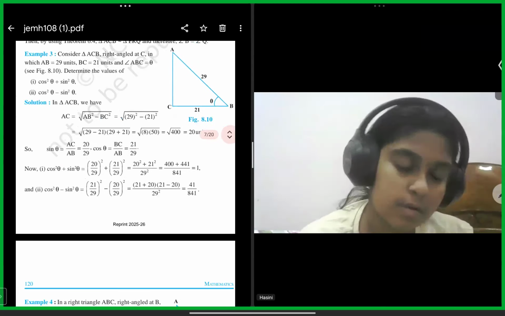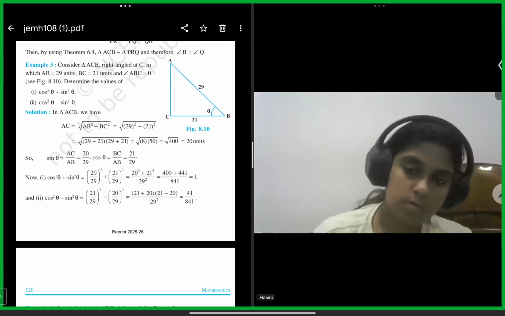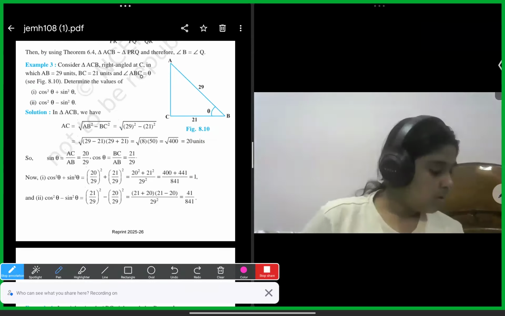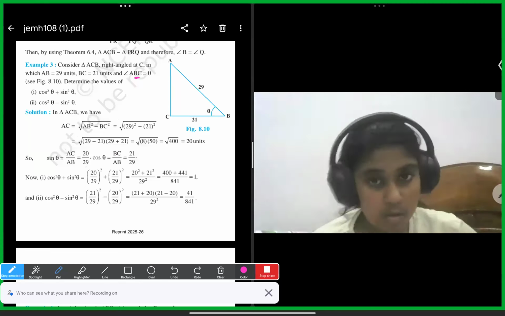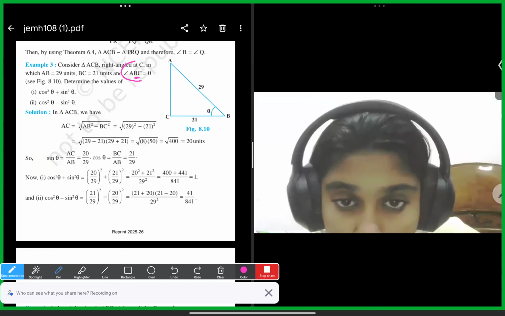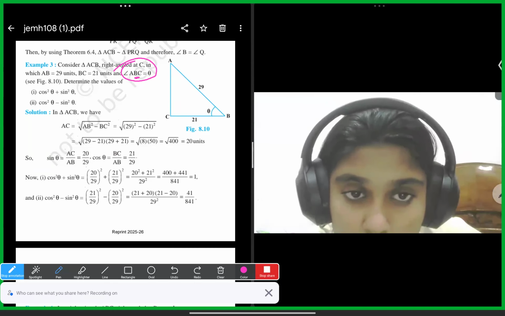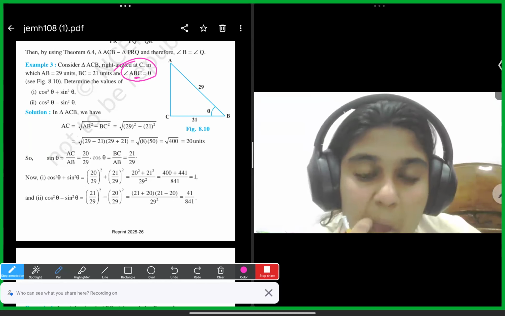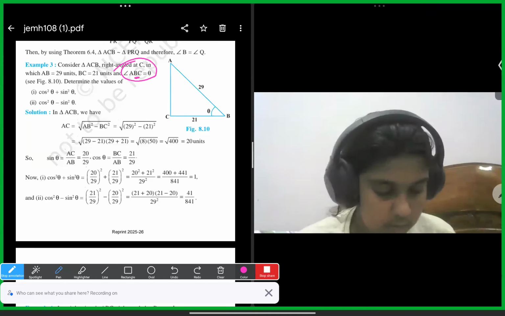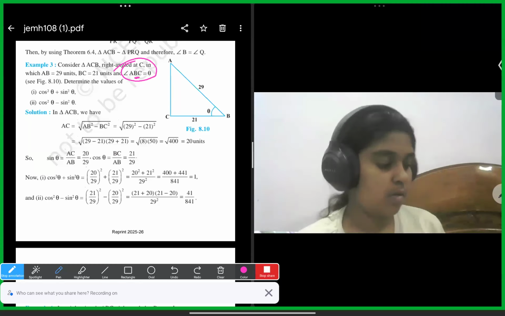Yes, Hasni. So angle ABC is theta, which means the angle position will be at which letter, Hasni? Sir, we know if angle ABC is mentioned as theta, no, Hasni. So at which vertex will the angle be? B, sir. Yes, Hasni. So ABC or CBA means angle B is theta.